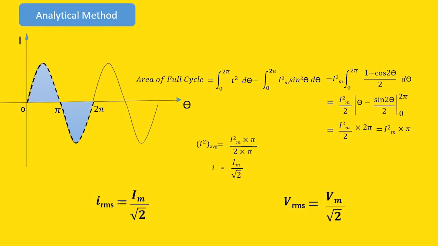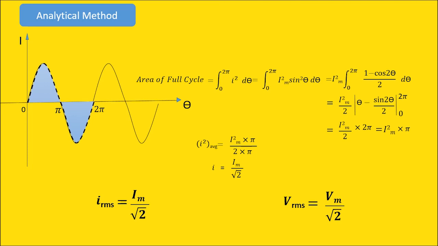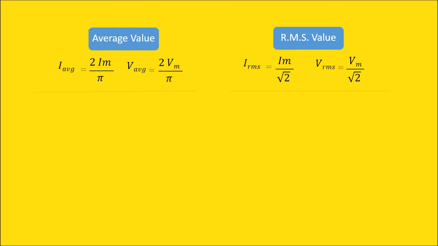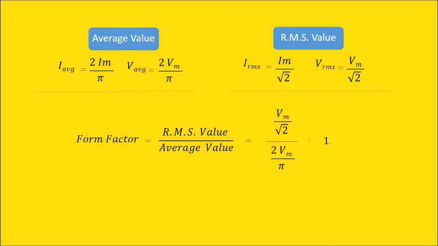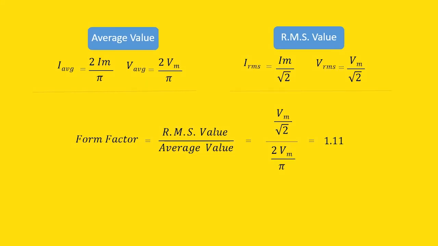Using the average value and RMS value, we now find form factor and peak factor. The form factor is the ratio of RMS value and average value. Using the expressions we derived, we find it is equal to 1.11. It is significant when comparing two waveforms, with the waveform with higher form factor producing higher hysteresis loss per loop.